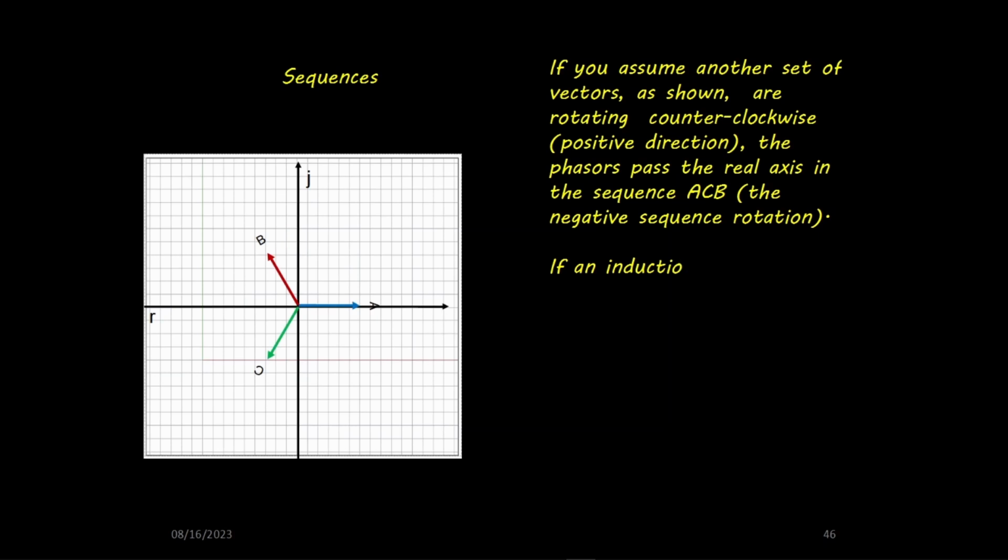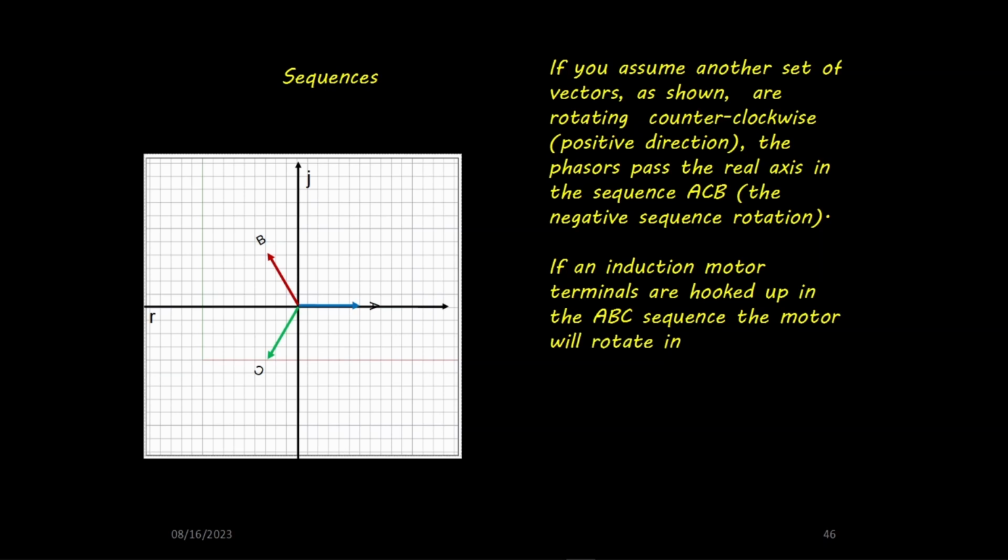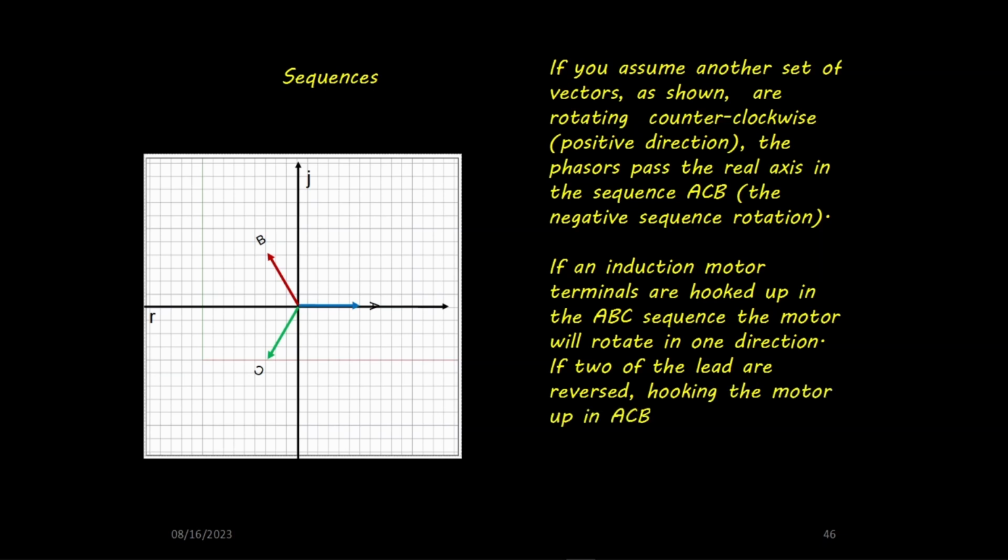If an induction motor's terminals are hooked up in the ABC sequence, the motor will rotate in one direction. If two of the leads are reversed, hooking the motor up in ACB sequence, the motor will rotate in the opposite direction.